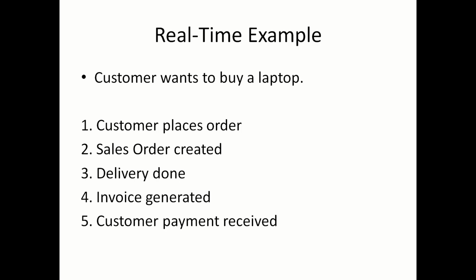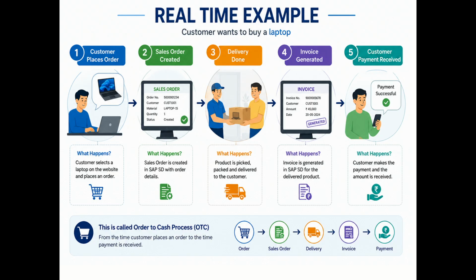Now a real-time example. If the customer wants to buy a laptop, first of all he will place the order for that specific product like a laptop. Then sales order will be created, delivery will be done of the product to the customer's place, then invoice will be generated and customer payment received. Here you can see the real-time example. This complete process is called the order to cash process.